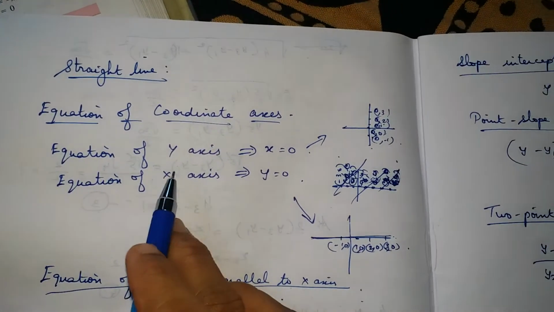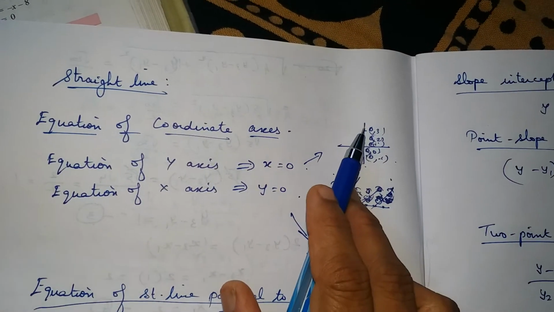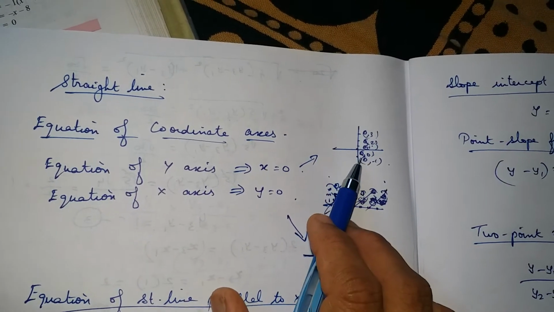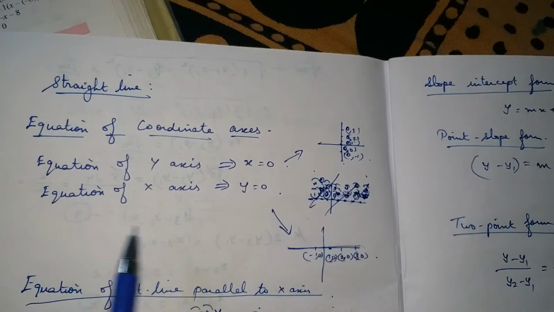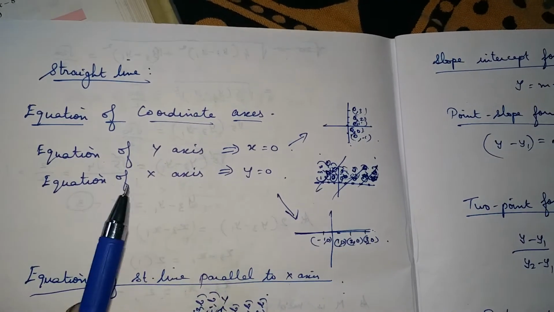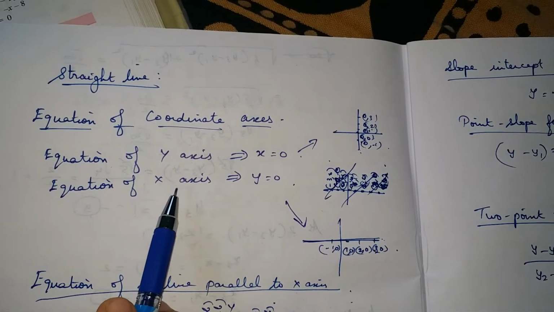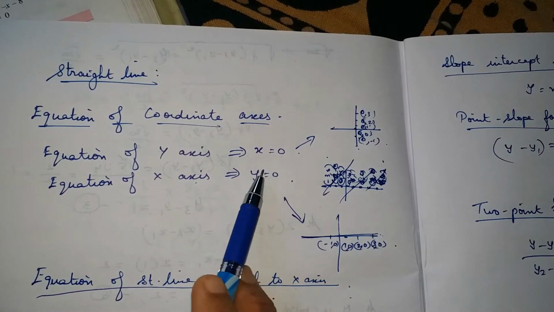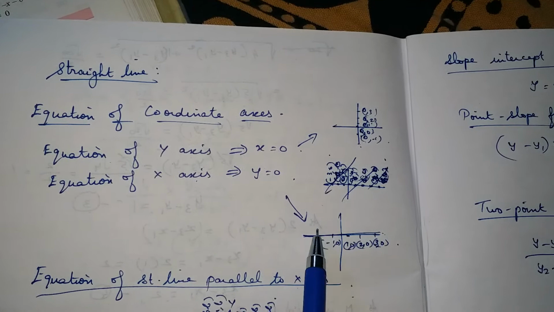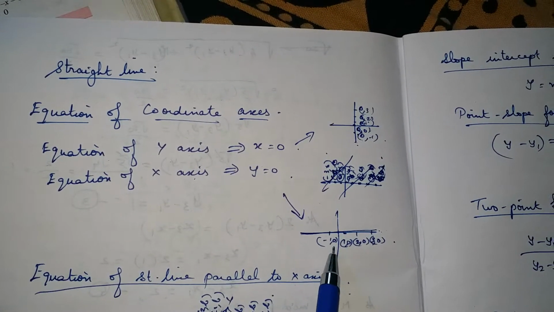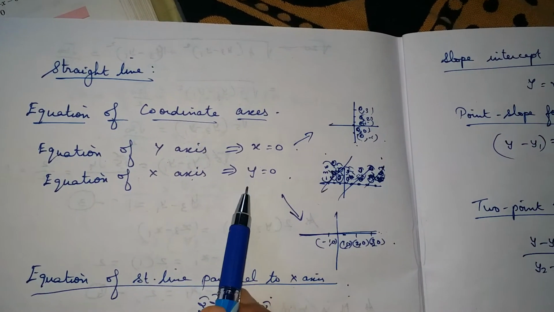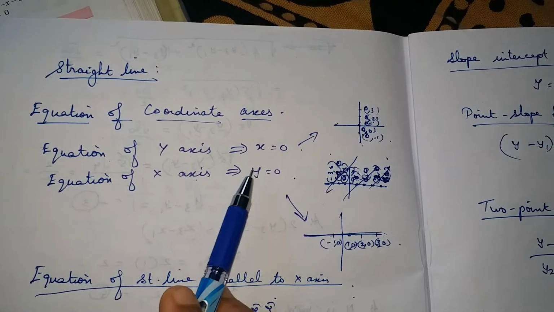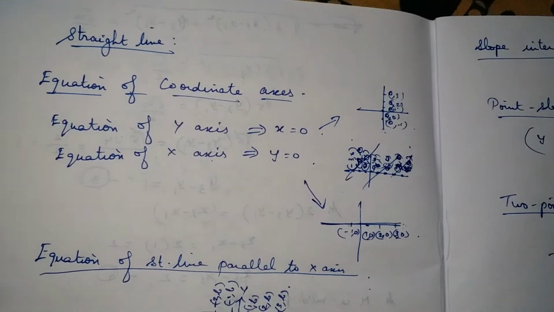The equation of the y axis: the straight line you are going to consider lies on the y axis itself. That means all the values of x will be 0. So the equation of the y axis is x is equal to 0, whereas the equation of the x axis is y is equal to 0. The straight line lies on the x axis, so all the values of y will be 0.